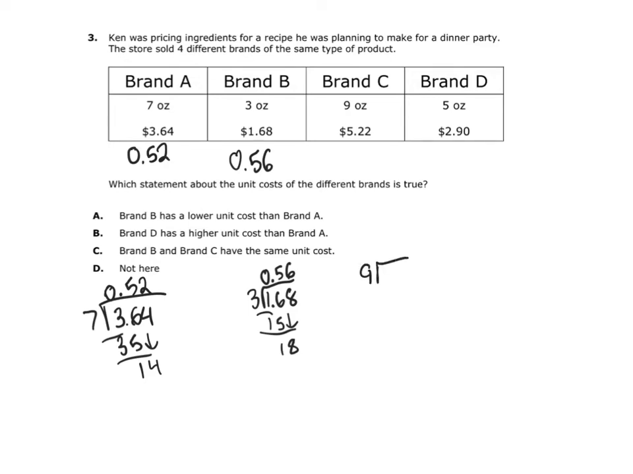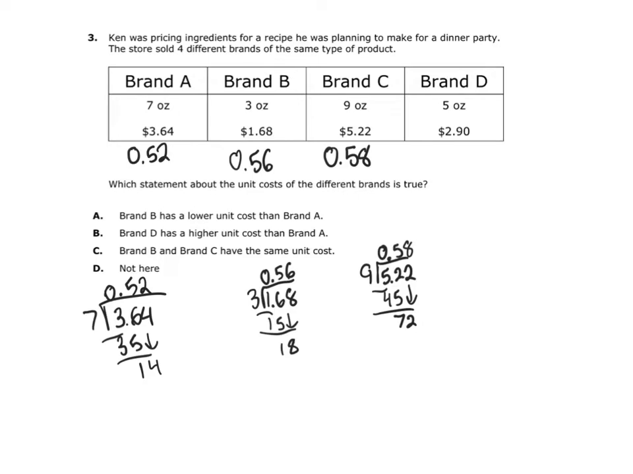We have 9 divided by $5.22. 9 goes into 5 0 times. We bring our decimal straight up. 9 goes into 52 5 times. That's 45. When we subtract, we get 7. We bring down the 2. 9 goes into 72 8 times. And brand C is 58 cents.